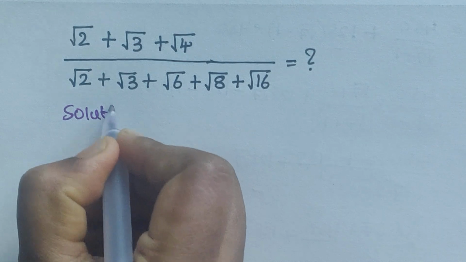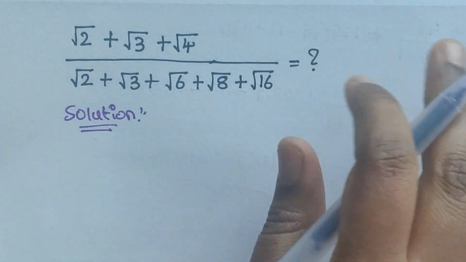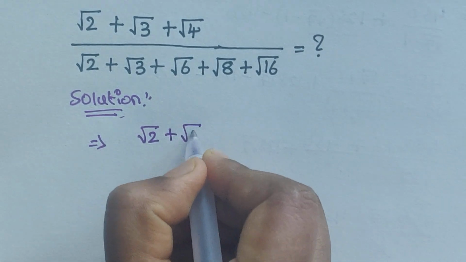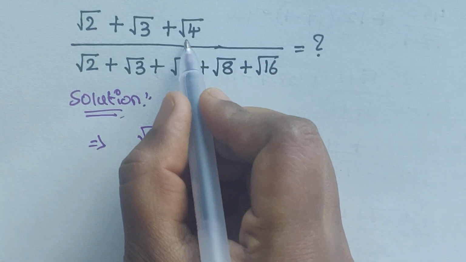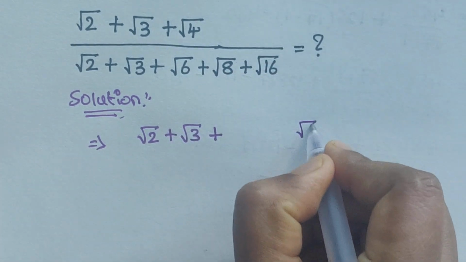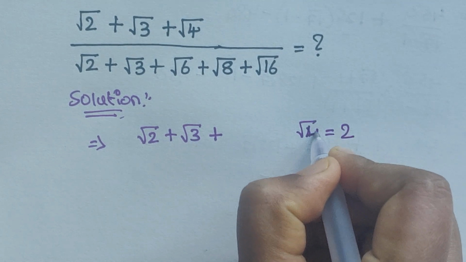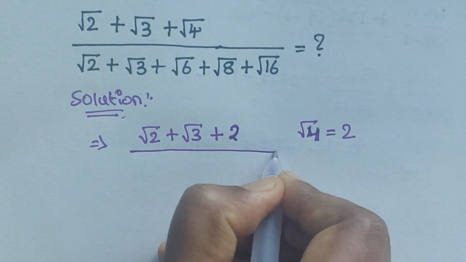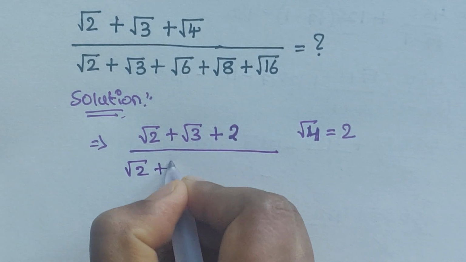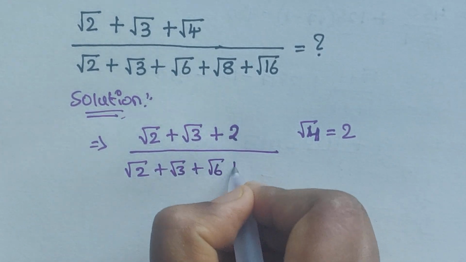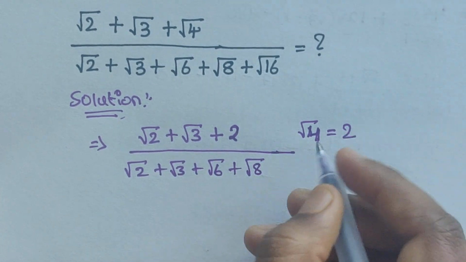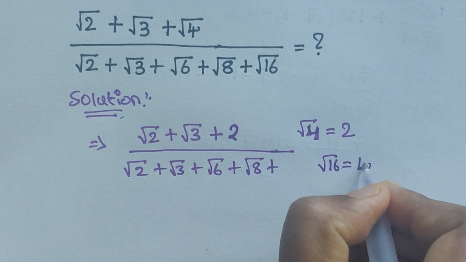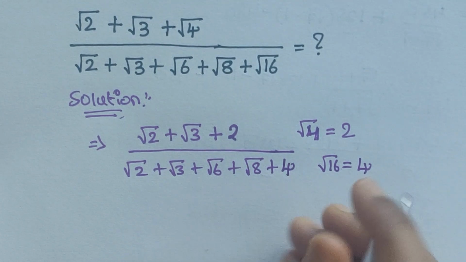Solution. So square root of 2 plus square root of 3, plus, here we have square root of 4. Square root of 4 equals 2, so it will be 2 divided by square root of 2 plus square root of 3 plus square root of 6 plus square root of 8 plus square root of 16. Square root of 16 is equal to 4, so 4.